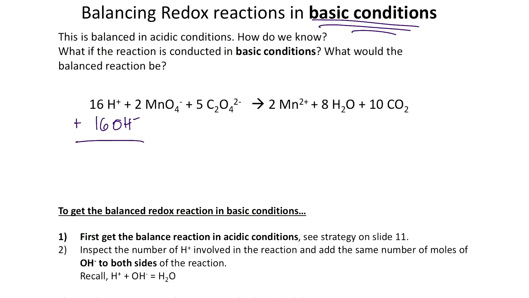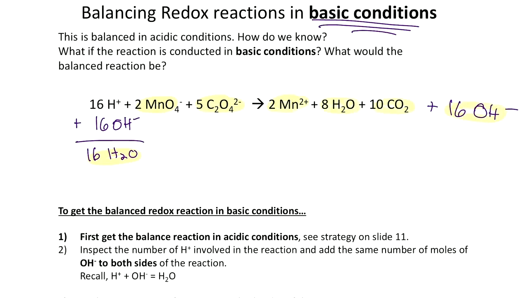Water. So by adding 16 OHs, I turn this into 16 waters. But if I add 16 OHs on the reactant side, I also have to add 16 OHs on the product side as well. All right. And so at this point, this would be my new balanced reaction: 16 waters, 2 permanganates, 5 of that, 2 of that, and that.